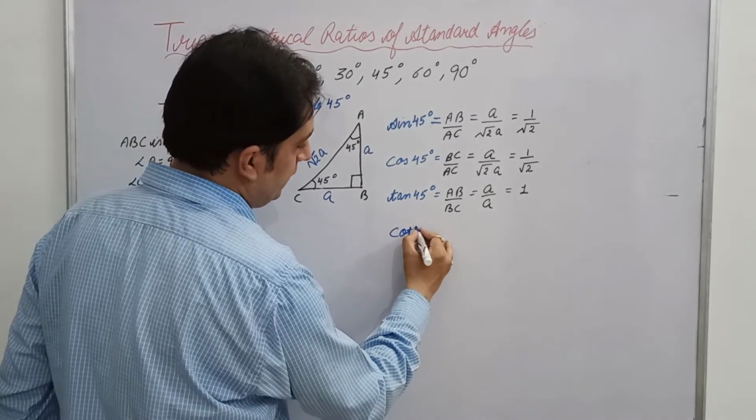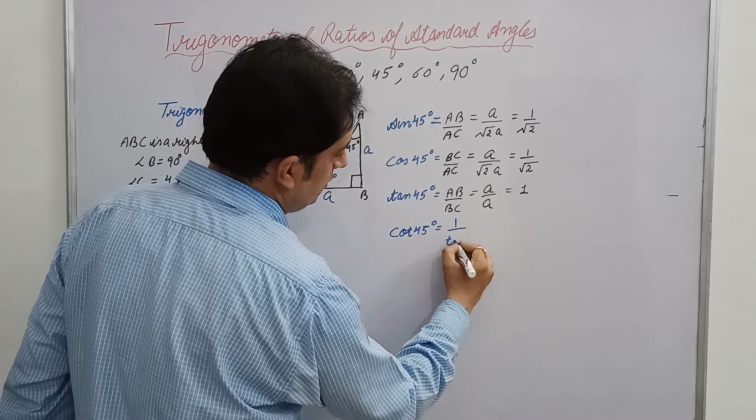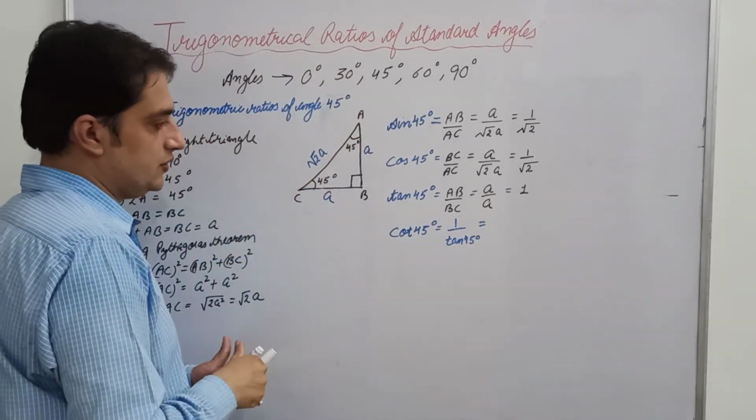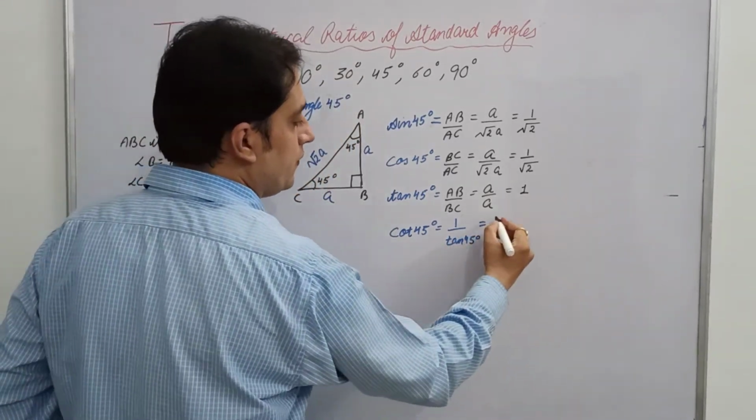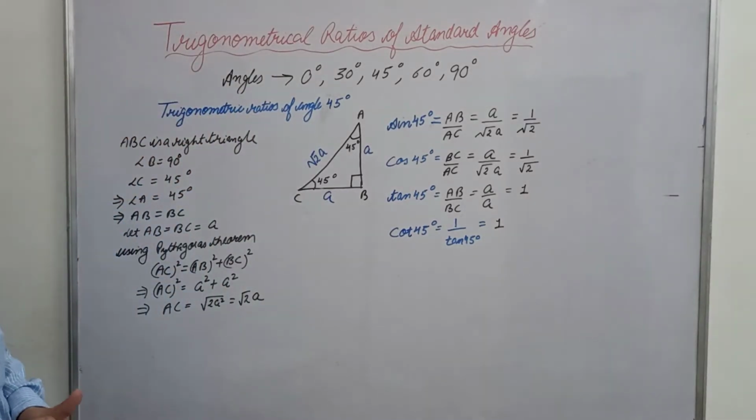So cot 45 degree is the reciprocal of tangent of 45 degree. So take the reciprocal of 1. Reciprocal of 1 is always 1, right? So this is the cotangent of 45 degree.